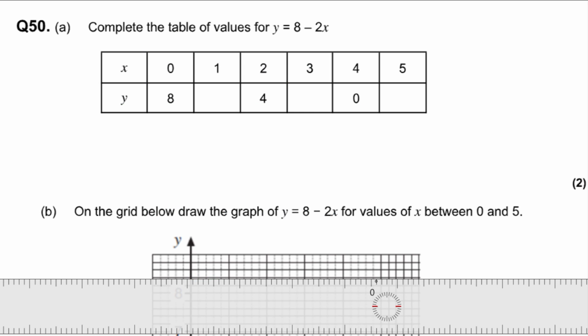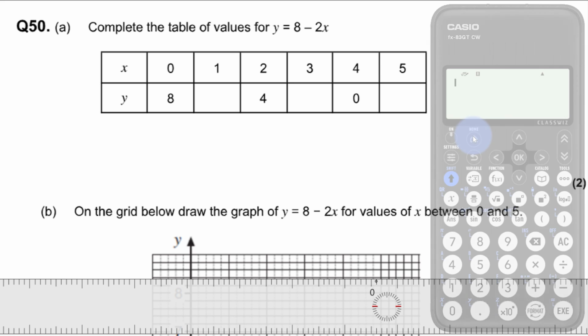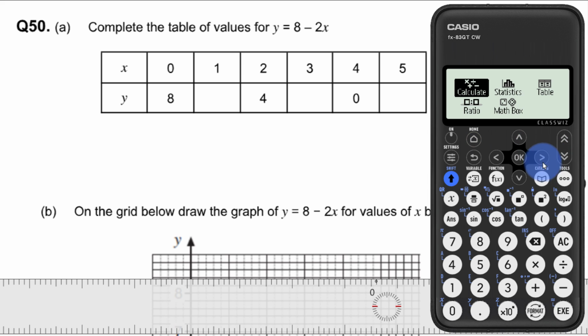Question 50, complete the table of values for y equals 8 minus 2x. Now you can just work them all out like I just did earlier, or you can use the table function on your calculator if you want to. I'm just going to quickly show you that. I'm going to click on the menu button and I'm going to go to the table function. Now I need to type in the formula, so I do that by pressing options and then this option here, and I'm going to type in the function 8 minus 2x. Where's x? It's there, look. 2x.